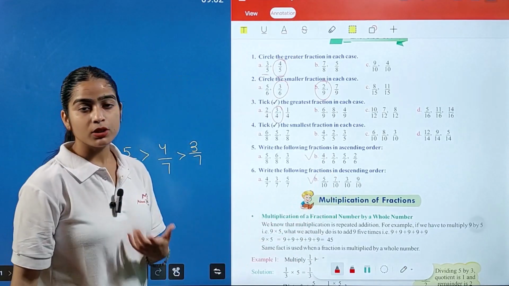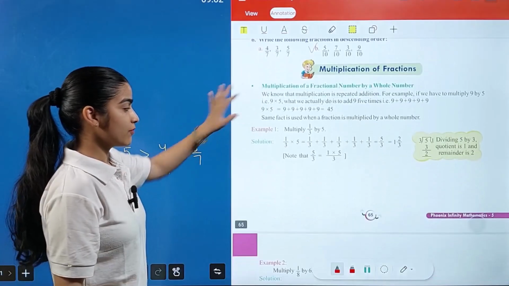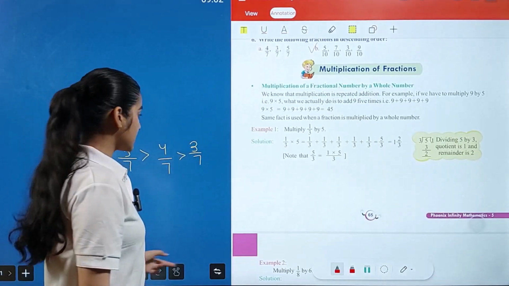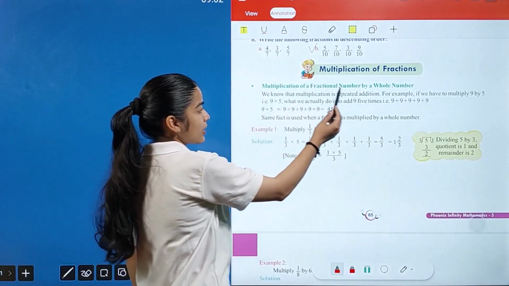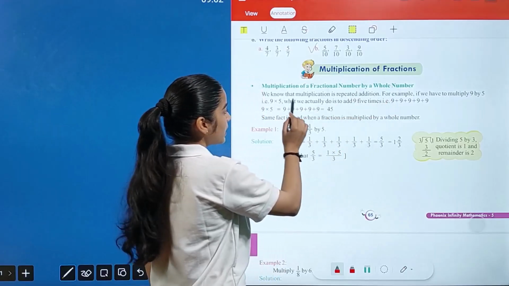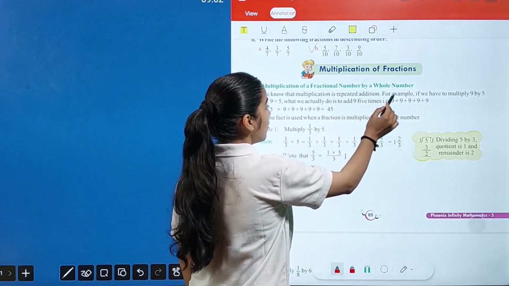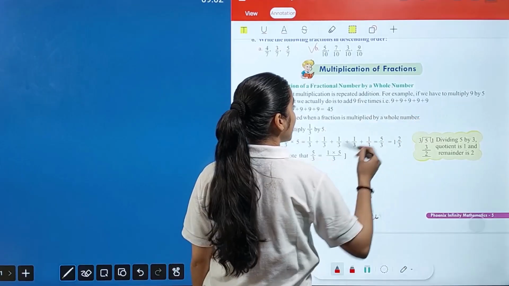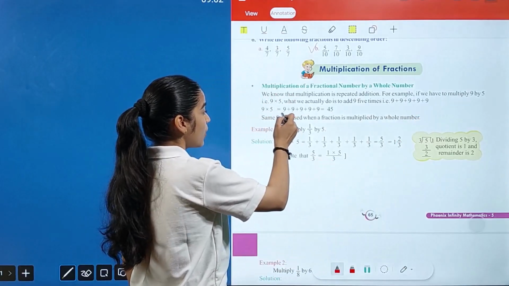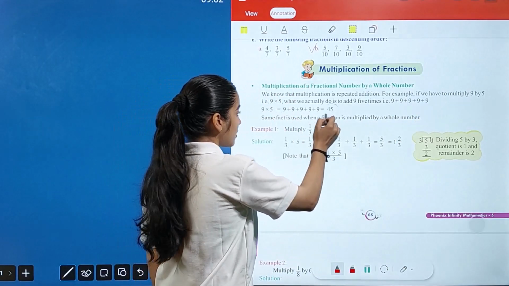Now we are going to learn about the multiplication of fractions. Okay, so let's get started. Multiplication of a fraction by a whole number. We know that multiplication is repeated addition. For example, if we have to multiply 9 by 5, it means we have to add 9 five times. Your answer will be 45.